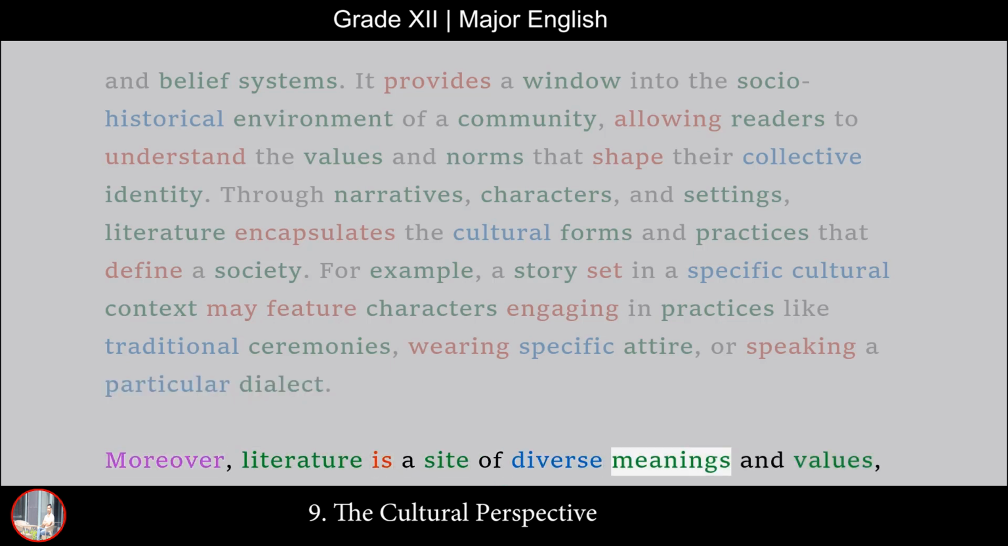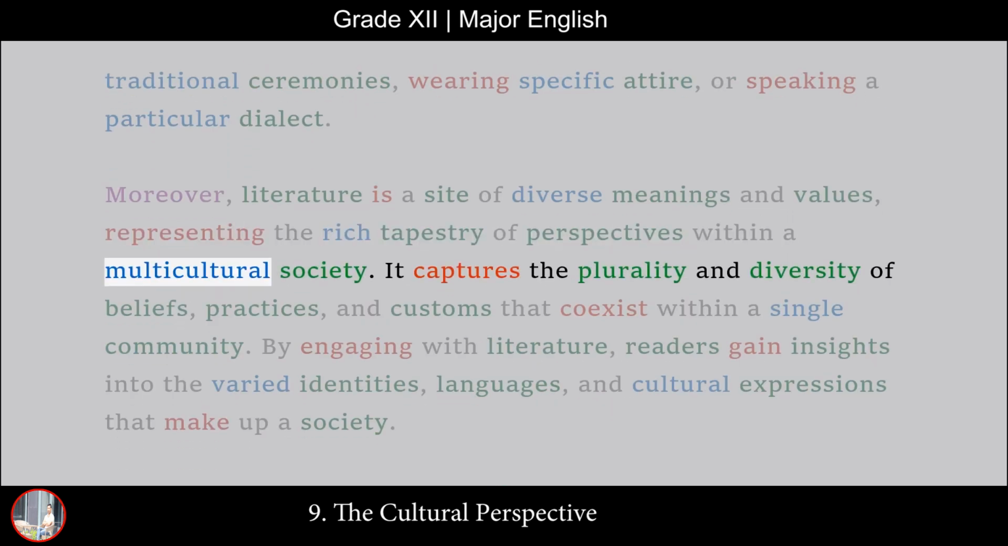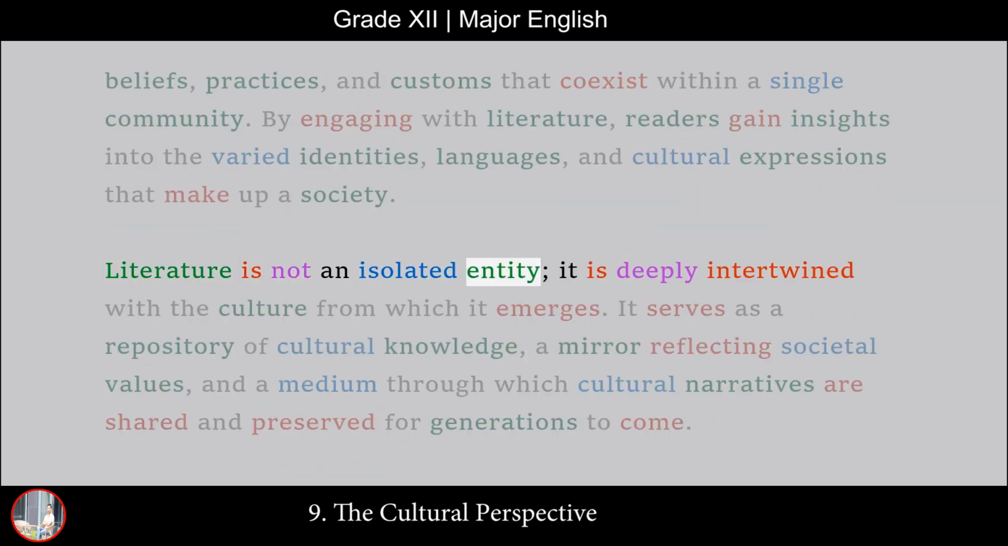Moreover, literature is a site of diverse meanings and values, representing the rich tapestry of perspectives within a multicultural society. It captures the plurality and diversity of beliefs, practices, and customs that coexist within a single community. By engaging with literature, readers gain insights into the varied identities, languages, and cultural expressions that make up a society. Literature is not an isolated entity; it is deeply intertwined with the culture from which it emerges. It serves as a repository of cultural knowledge, a mirror reflecting societal values, and a medium through which cultural narratives are shared and preserved for generations to come.